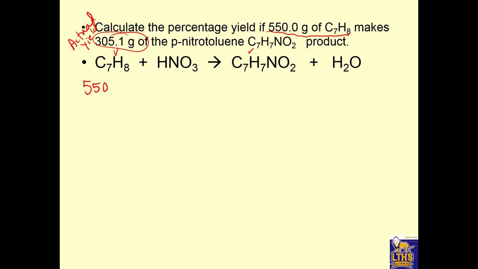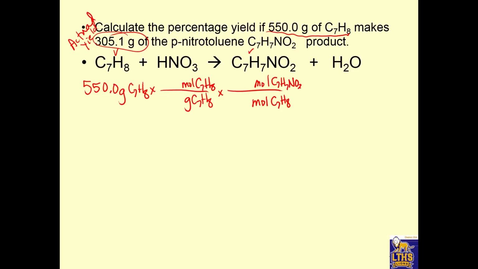So I have to take my reactant, C7H8, and change it into product. In order to change the chemical identity, you have to go through moles. Moles of C7H8, but those need to cancel and turn into moles of C7H7NO2. It's called p-nitrotoluene, an organic molecule. Moles of C7H7NO2, and then grams of C7H7NO2.